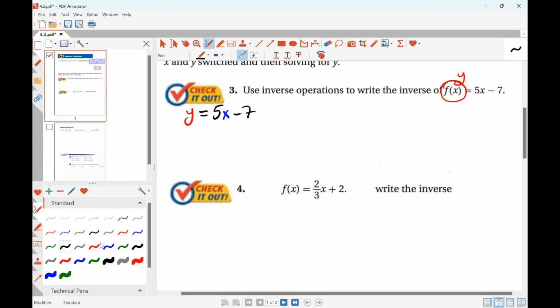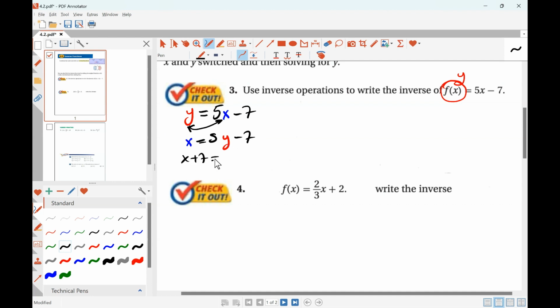So here I just need to switch x and y. In place of y, write x. In place of x, write y. Equals 5y minus 7. And then I will solve the equation for y. Isolate y. Bring 7 to the other side.